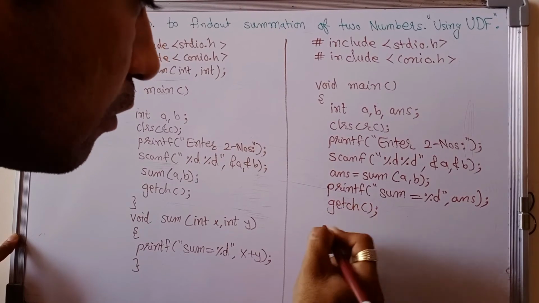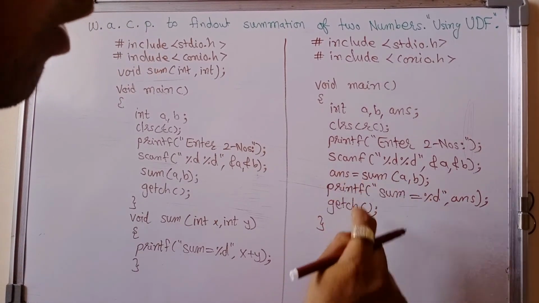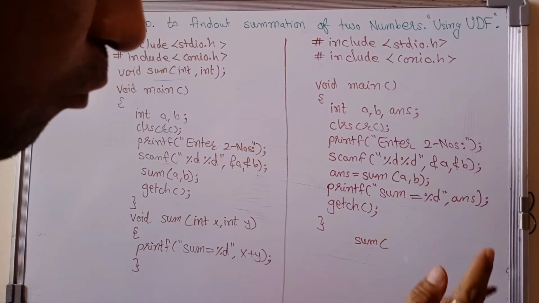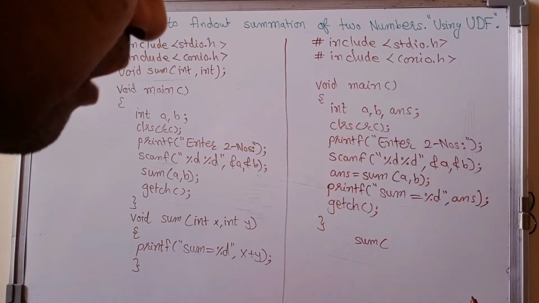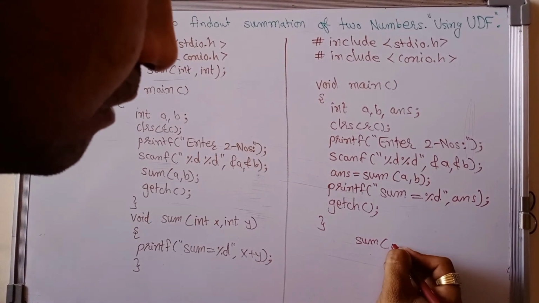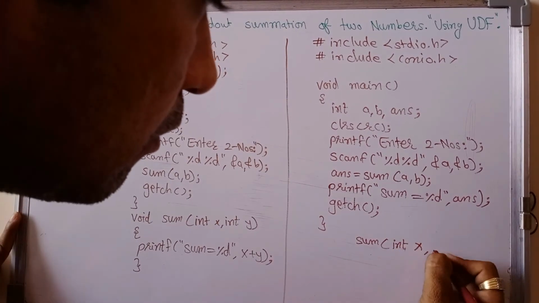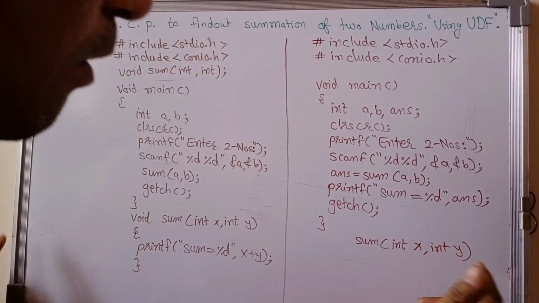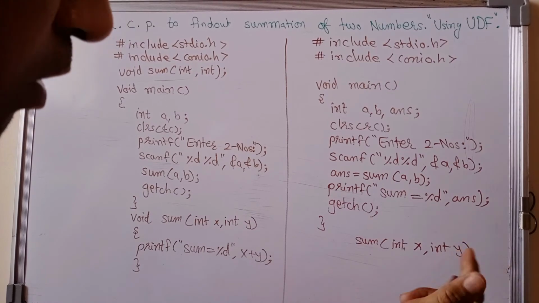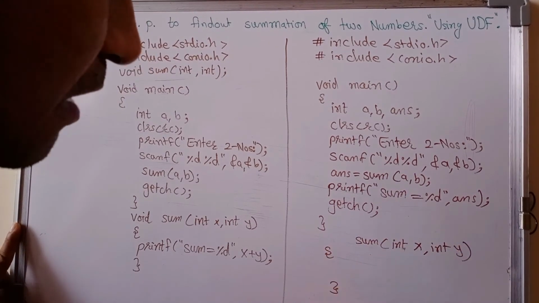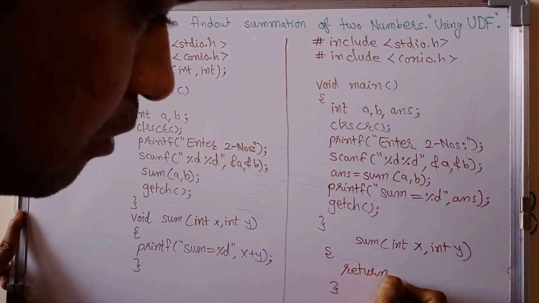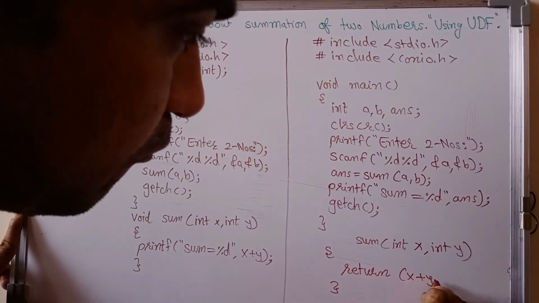Now my void main is over. I need to build this user-defined function. Our function name is sum. It consists of two arguments and both are of integer type. So the a and b variables need to be received in integer variables, int x and int y. My a variable's value will be received in x, and b variable's value will be received in y. Now I want to perform the addition logic and return the answer. For that I am going to use the return statement: return x plus y.